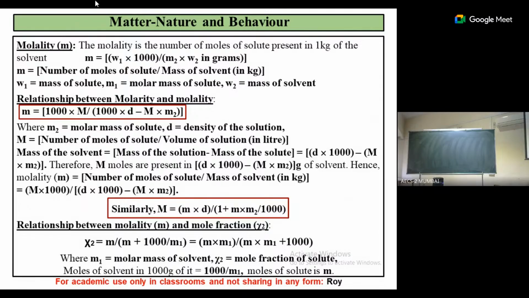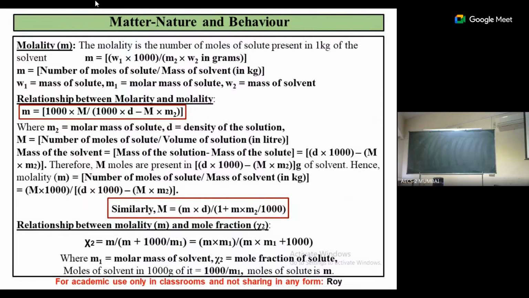Here also you see, M2 is the molar mass of the solute. I don't know why I have used W1; it should be W2. So W2 by M2 gives you the moles of solute, divided by the weight of solvent, which you have to find. So how do you find the weight of solvent?